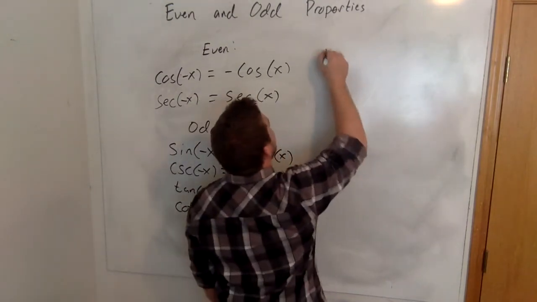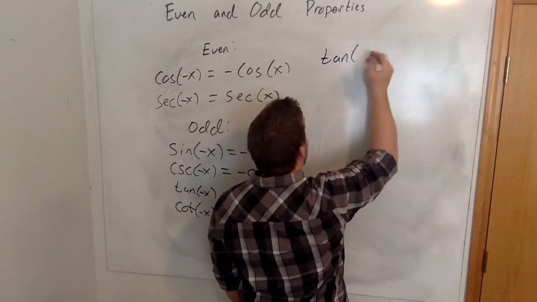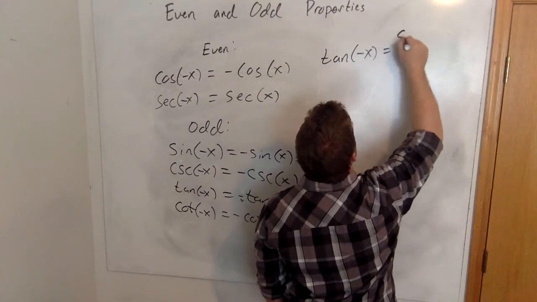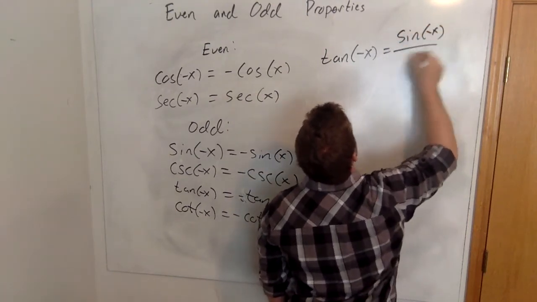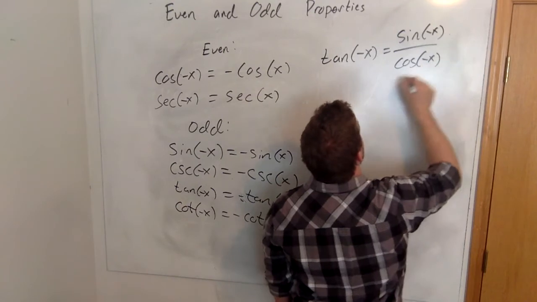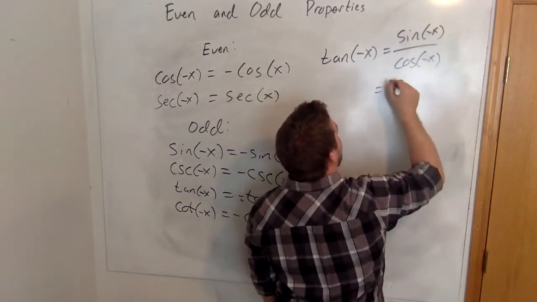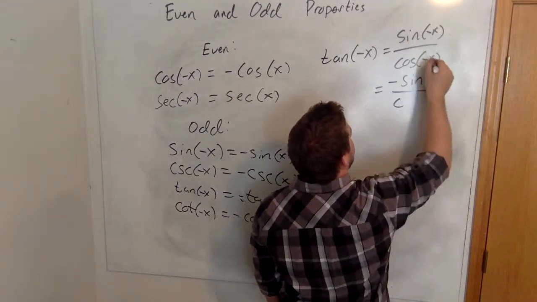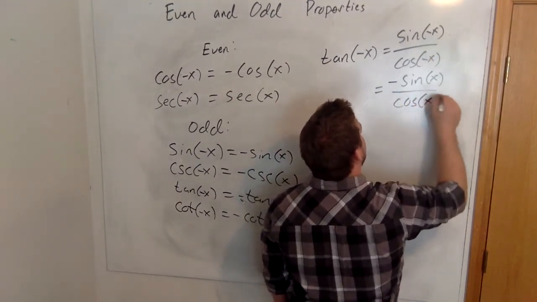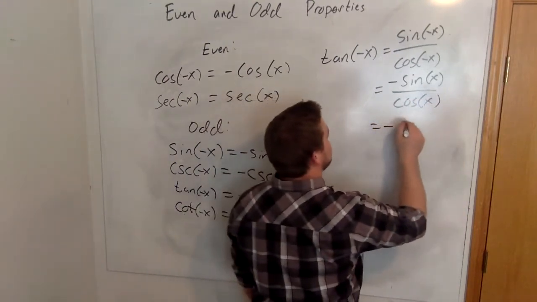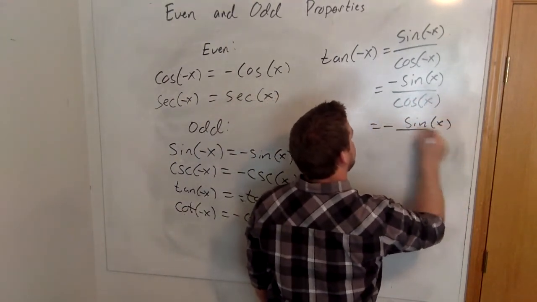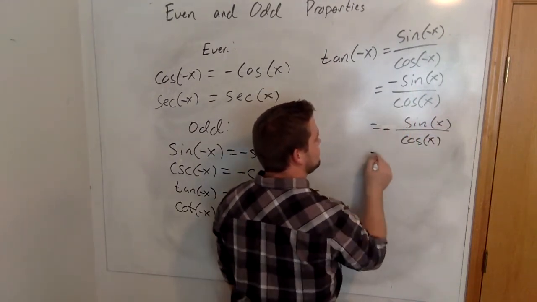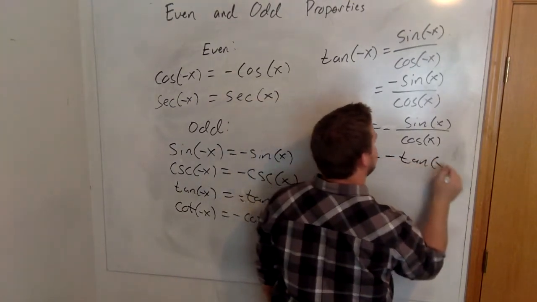So if I want to show that tangent is odd, I'm going to put a negative in the tangent, and let's see what we can do here. Well, we know that tangent is the same as sine over cosine. But sine is odd, so I can move the negative out front. Cosine is even. When I put a negative on the inside, it doesn't do anything to it. I can get rid of the negative. So this is the same thing as negative sine of x all over cosine of x. I'm just moving the negative off of the sine and out front. Well, this is the same thing as negative tan of x.